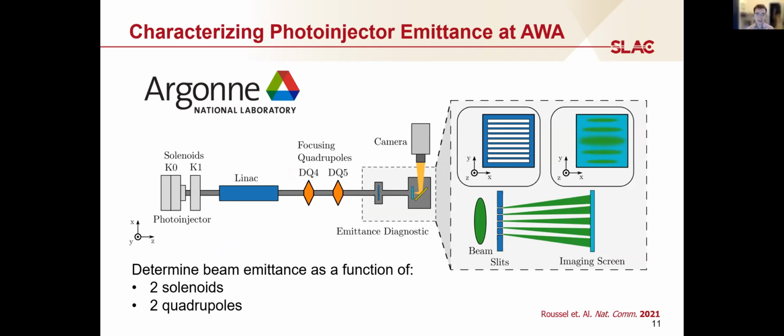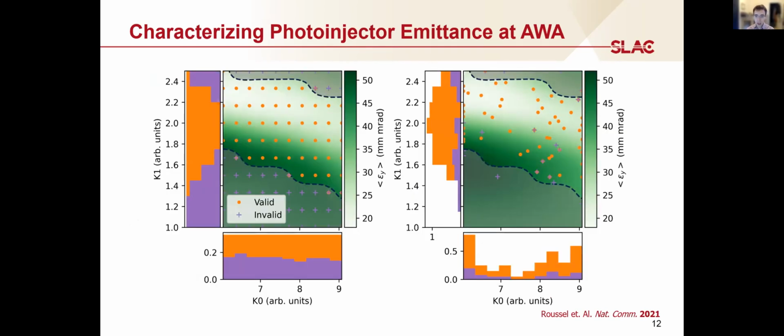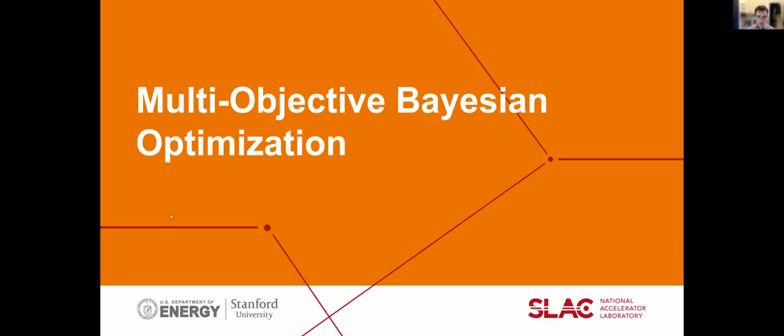Okay, great. So we did an experimental demonstration of this at the Argonne Wakefield Accelerator, where we are characterizing the beam emittance using multiple slits. And we were able to demonstrate that our algorithm efficiently samples a 4-dimensional space much faster than a grid scan could sample a 2-dimensional space. I'll skip this.